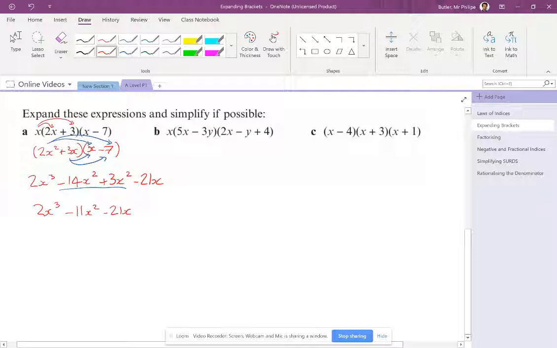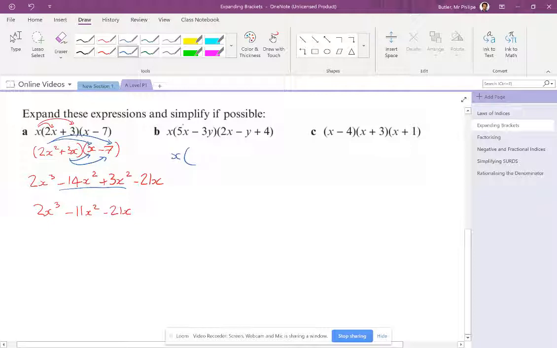That's everything done. Now, you didn't have to do the multiplication or expansion in that order. You could have done the 2x plus 3 multiplied by x minus 7 first, and then multiplied by x afterwards. I can demonstrate that in the second one. I can expand these brackets before I multiply the x out afterwards, but you do need to remember to keep the x there and not forget about it.